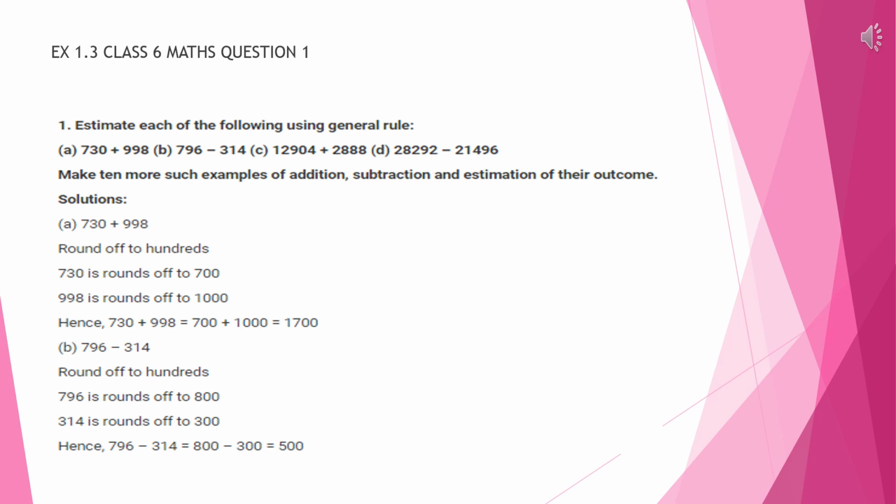Second part, 796 minus 314. We have to round off the numbers according to the previous question, because in this question also the greatest position is 100. 796 is rounded off to 800 and 314 is rounded off to 300. Hence 796 minus 314 equals 800 minus 300, and that is equal to 500.